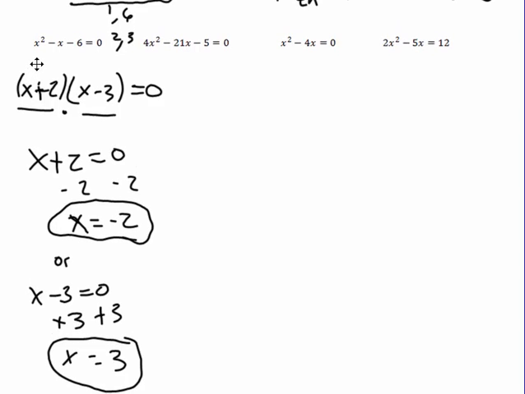And if I plug negative 2 in here, I get 4 plus 2 minus 6, which is 6 minus 6 equals 0. Yeah, that works. Or if I plug a 3 in here, I get 9 minus 3, which is 6, and 6 minus 6 is 0. So yeah, that works. All right, let's try this one out here.